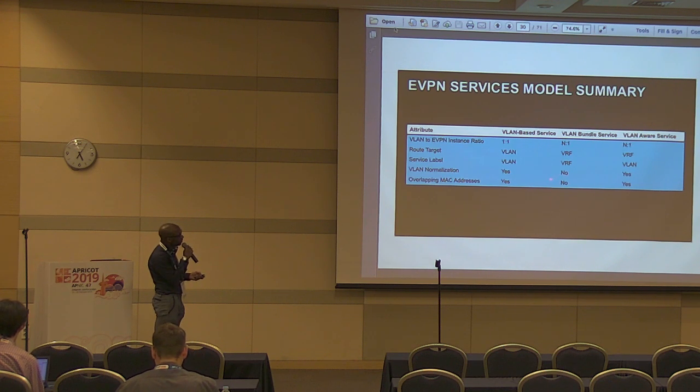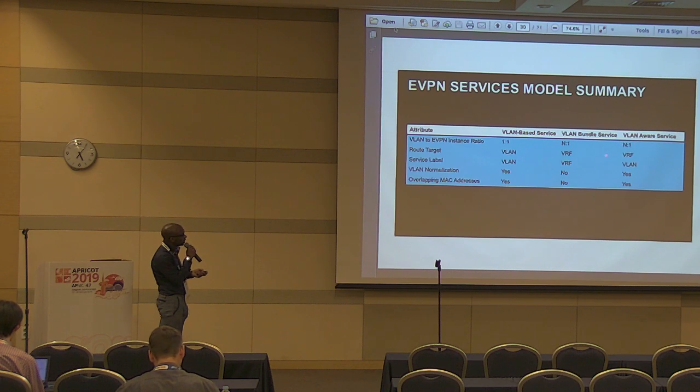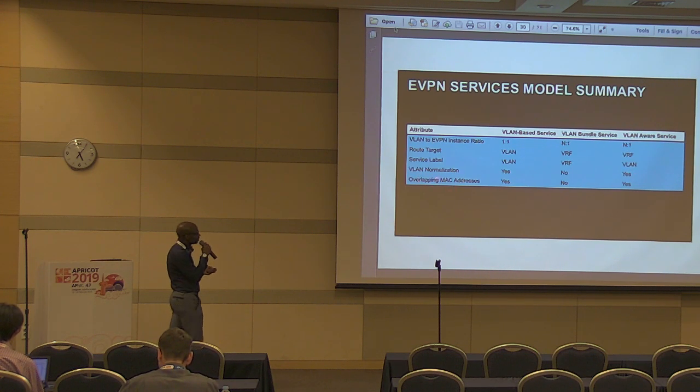With the VLAN bundle, it is many-to-one, and the implication is that you can't have VLAN normalization, which is essentially VLAN translation. You also can't have overlapping MAC addresses, so each MAC address within VLAN bundle service needs to be unique. The VLAN aware is also many-to-one, and gives you the advantages such as VLAN normalization or translation and the ability to have overlapping MAC addresses.